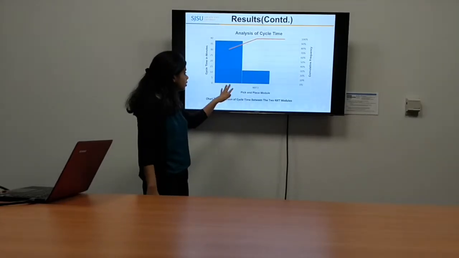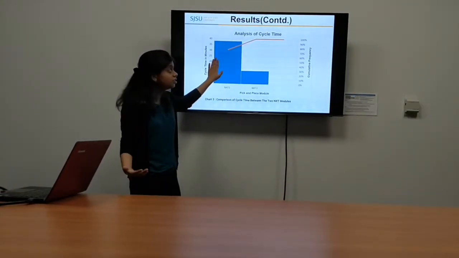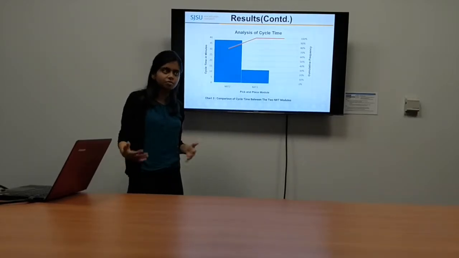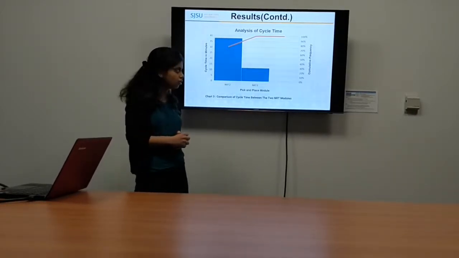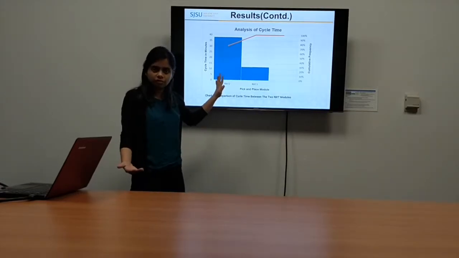Why is my, let's say, NXT2 underperforming? Why is it having such a higher cycle time? There's a standard cycle time that it should follow, and there can be a lot of analysis done to it.